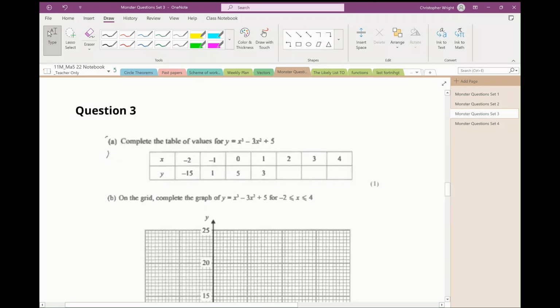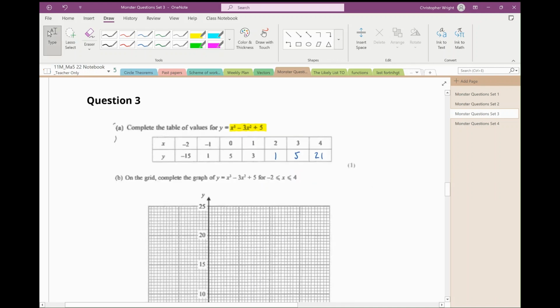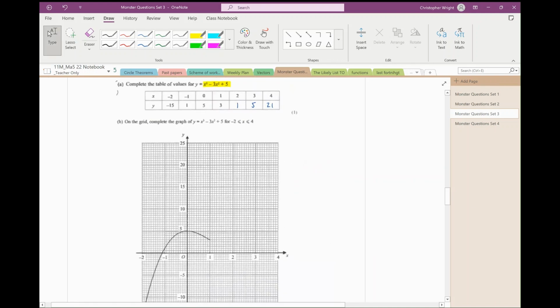Question 3, complete the table of values for y equals x cubed minus 3x squared plus 5. Okay, so if x is 2, then I'm going to have 8 minus 12 plus 5 gives me 1. X is 3, 27 minus 27 plus 5 is 5. X is 4, x cubed, minus 3 16s plus 5 gives me 21. Okay, on the grid, complete the graph.